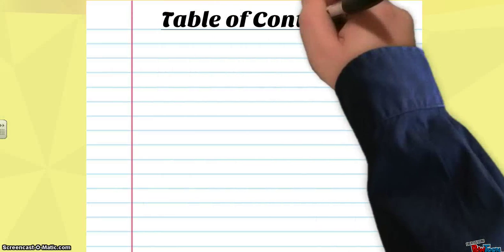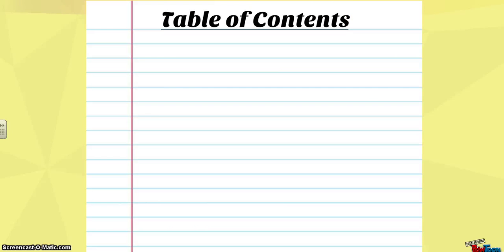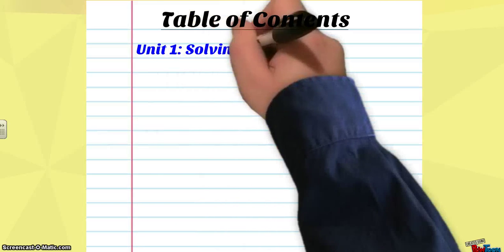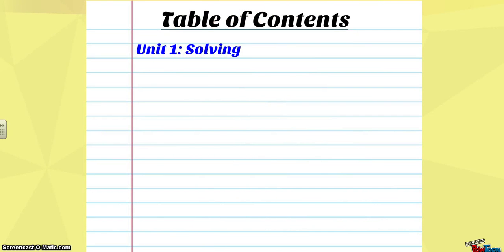Alright, so what you're going to do is on that first page at the very top, you're going to write down the words table of contents. In this section here, we're going to be able to organize all of our information so you can look back and find all of the topics that you need to go back and look at. After you write the table of contents, you're going to skip a line and write down Unit 1 solving.